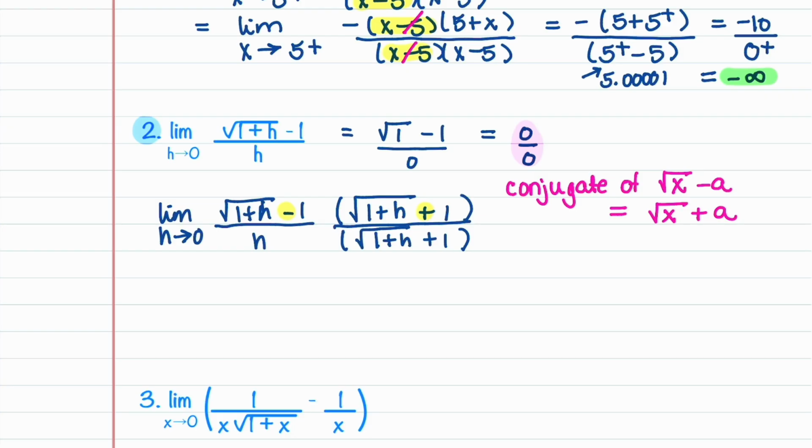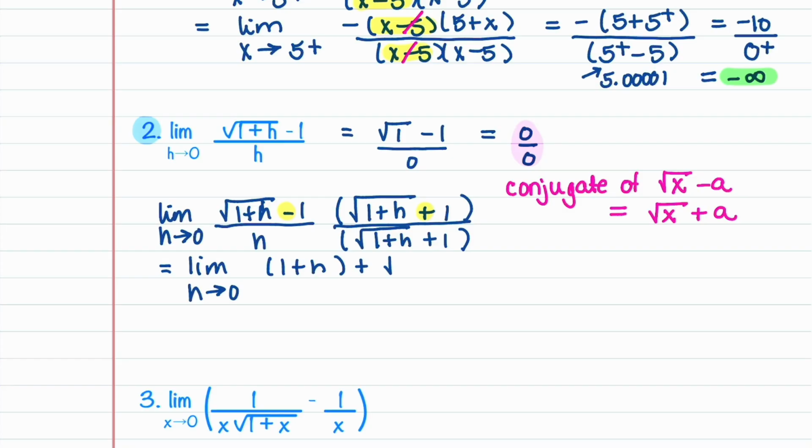Now let's go ahead and multiply this out. This is the limit as h goes to 0. Let's use the FOIL method and multiply the first terms. So that's root 1 plus h times root 1 plus h. So that gives us a 1 plus h. Now let's multiply the outer terms. So we're multiplying square root of 1 plus h plus 1.